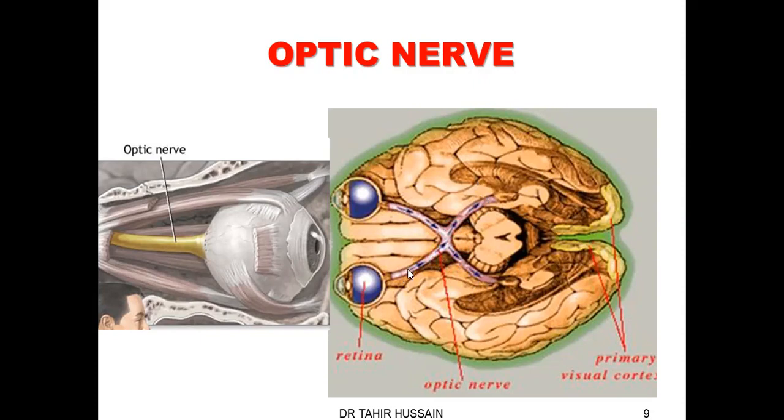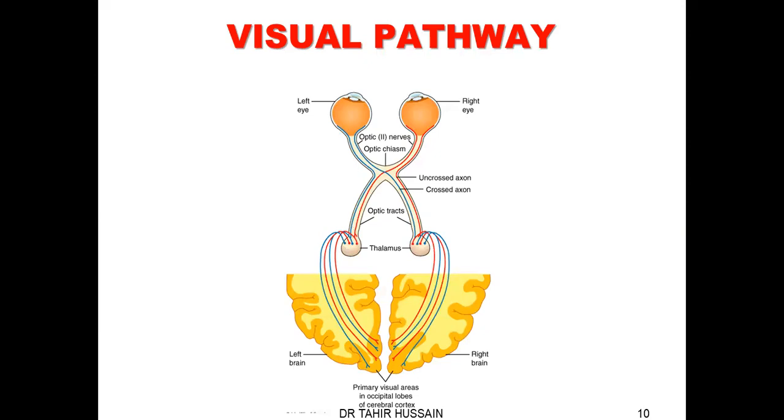The optic tract contains half fibers from the opposite retina and half fibers from the same side of the retina. So this is the optic nerve, this is the optic chiasma, and here is the optic tract. And this optic tract then goes to the diencephalon and to the visual cortex, that is in the occipital lobe, in and around the calcarine sulcus.